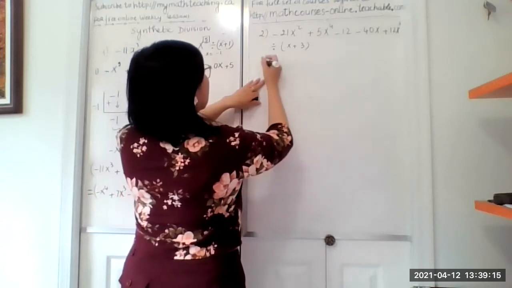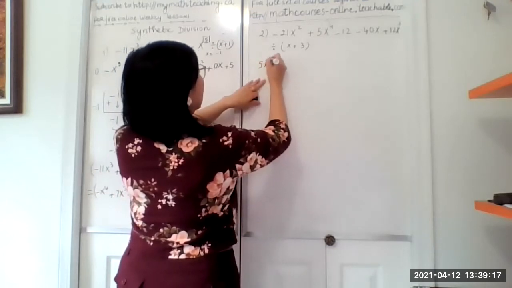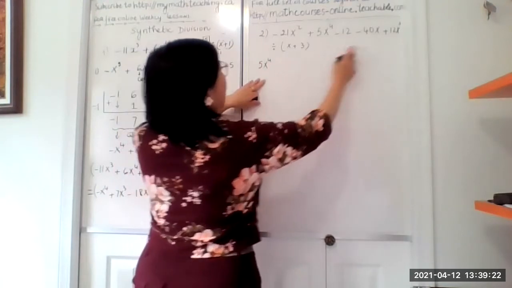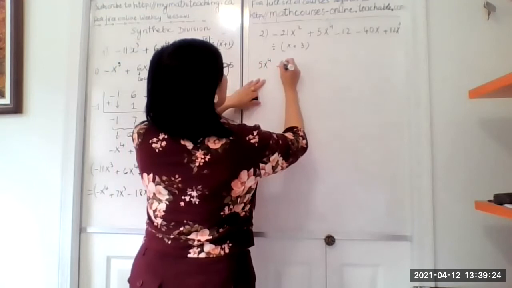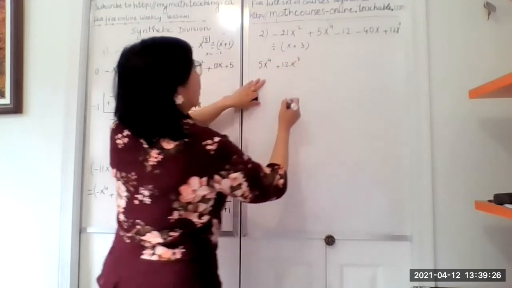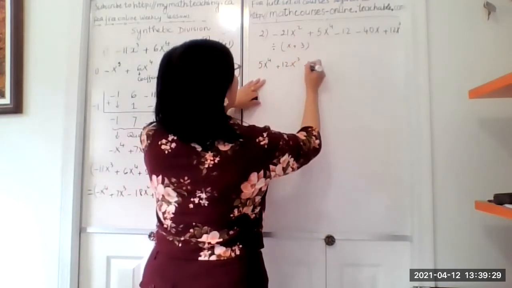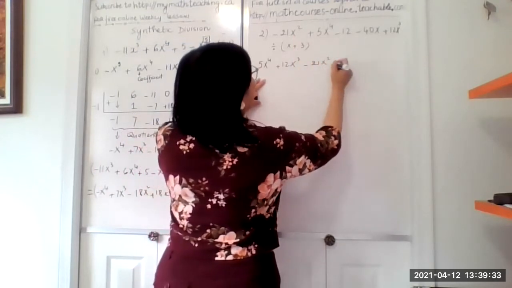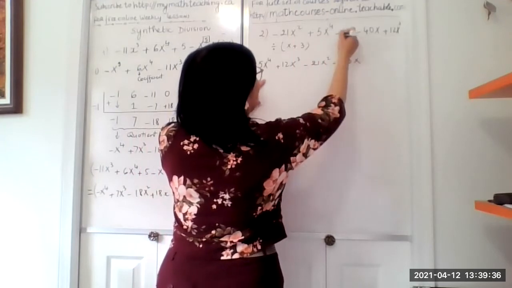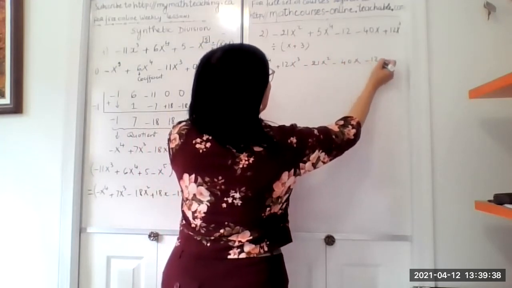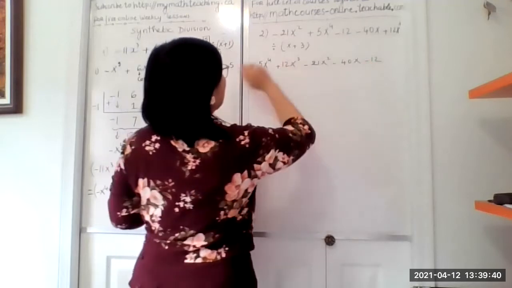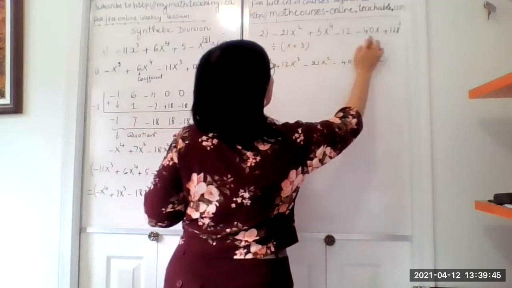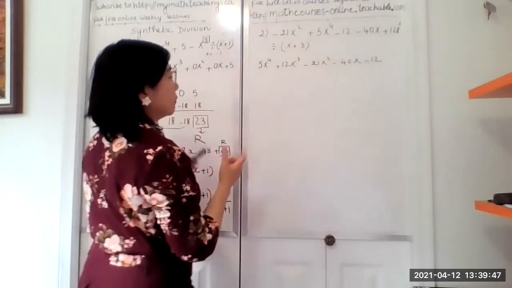So we have 5x to the power 4. I'm going to put it here, and then plus 12x to the power 3, and minus 21x squared, and minus 40x, and minus 12 is the last term. Now to make sure I don't miss any, I'm going to count: 1, 2, 3, 4, 5. I don't miss any, that's fine.